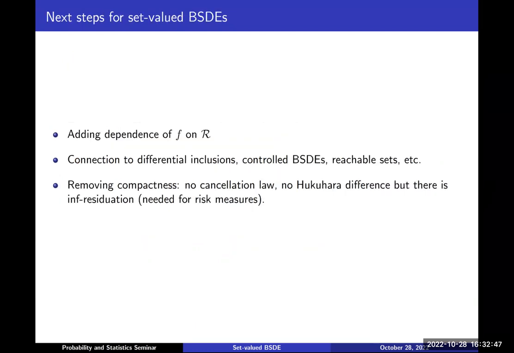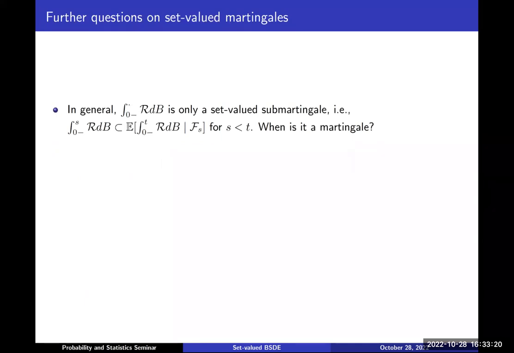This can be extended in many ways, as I tried to explain also at the beginning. For instance, how can we add the dependence on the R part in the driver function, which is essential for risk measure applications? How can we remove boundedness? And can we connect this BSDE to BSDIs, the inclusion counterparts? These are related to the BSDE stuff. They are not easy extensions, but we have some ideas.